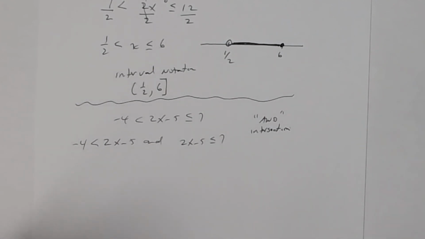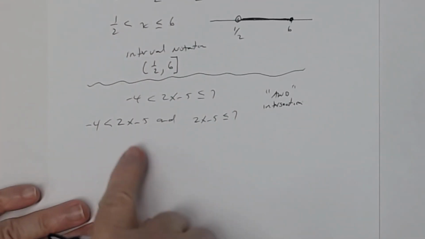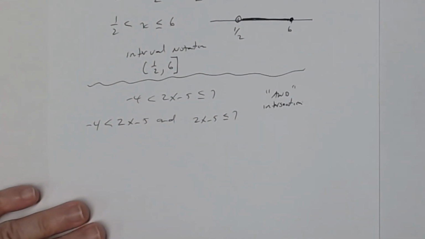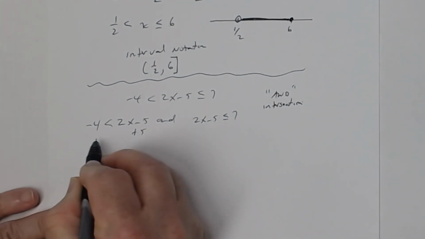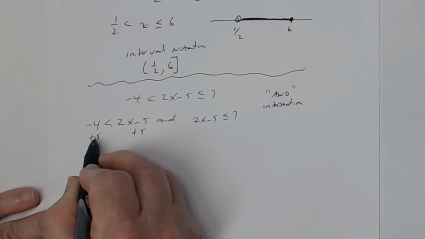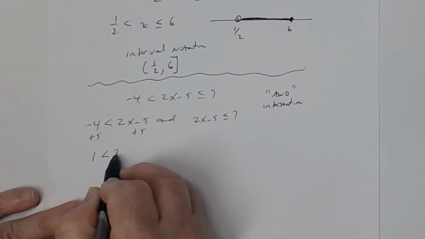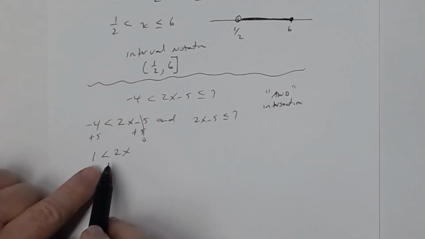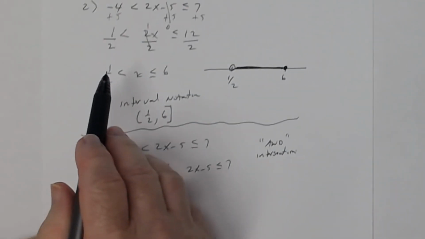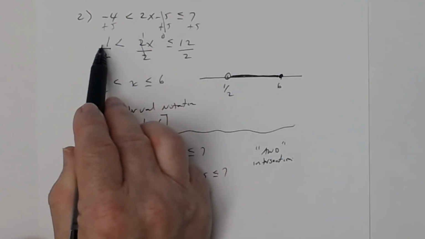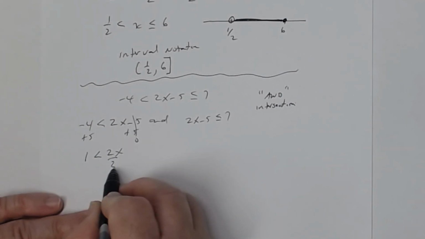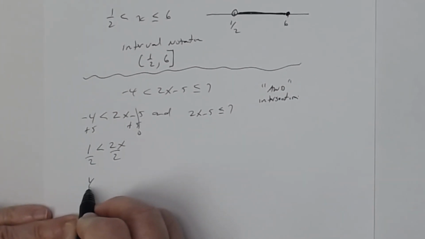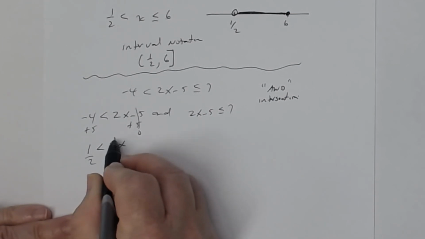All right, and then what you're going to do now is you're going to solve each of those individual inequalities. So I got to get x by itself, so I'm going to add 5 to both sides. -4 plus 5 is 1. 1 is less than 2x. And notice this right here is this right here. See that? 1 is less than 2x. Then you can divide both sides by 2, and so I get 1/2 is less than x.